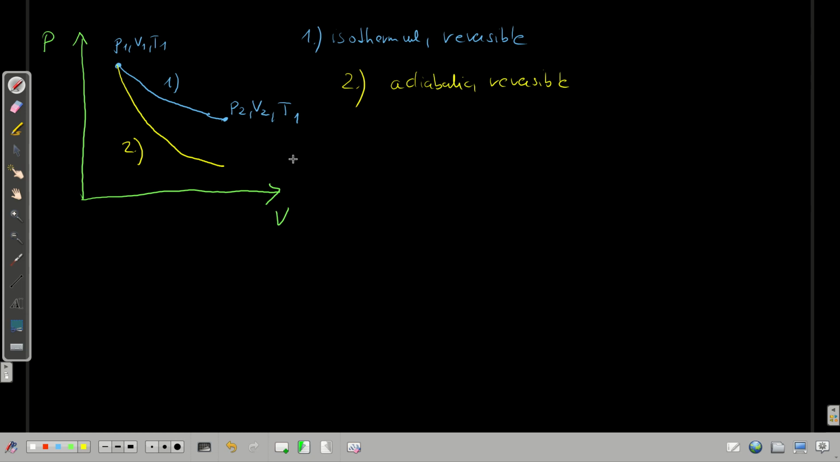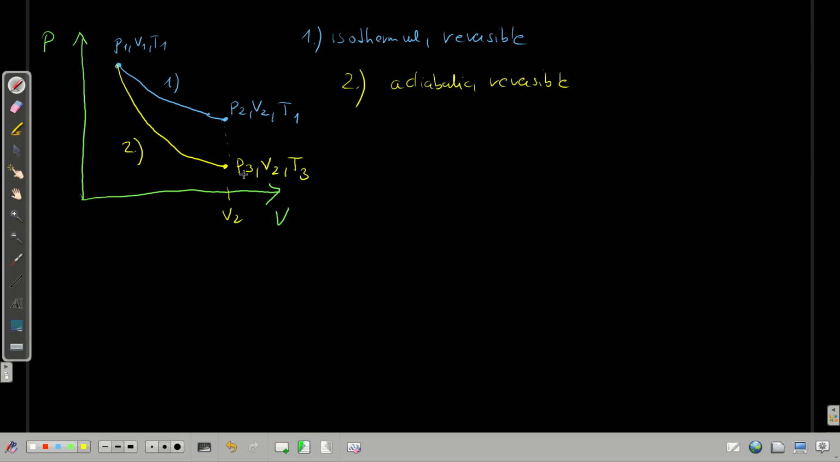So, and here we should end up at, let's say, P3, V2 and temperature 3. Why could I draw this curve like this?